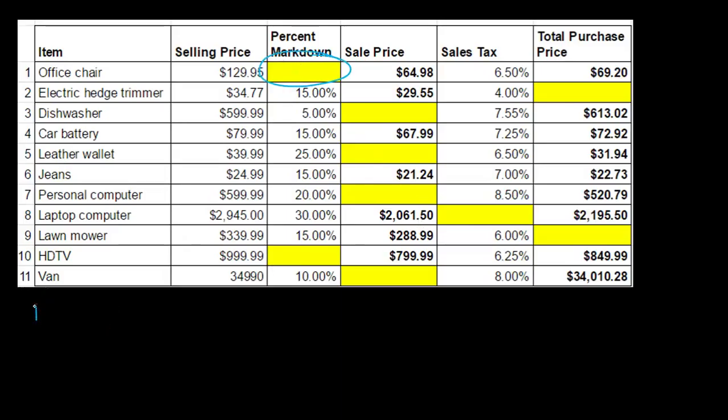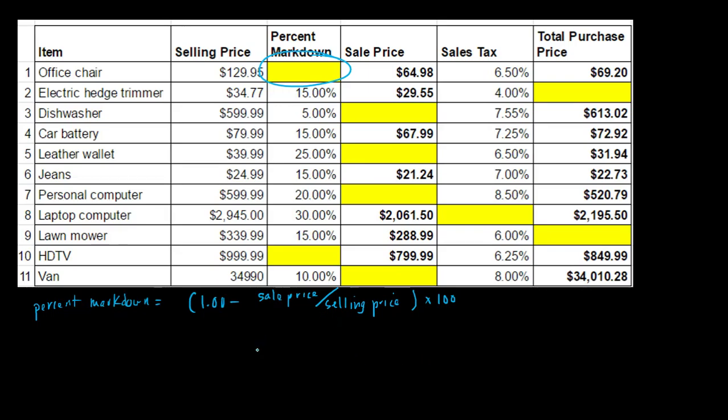The equation we'll use for percent markdown is 1 minus sale price over selling price, multiplied by 100. So again, percent markdown is equal to 1 minus sale price over selling price times 100.